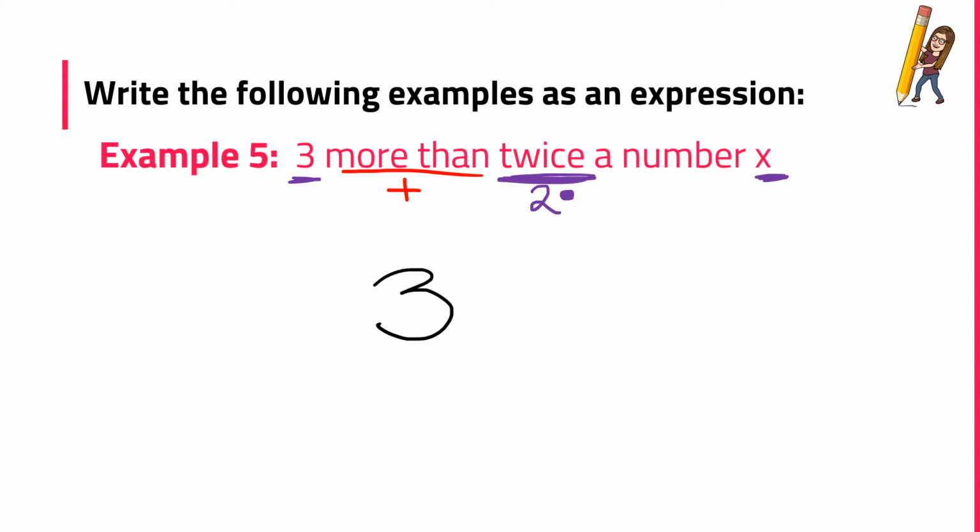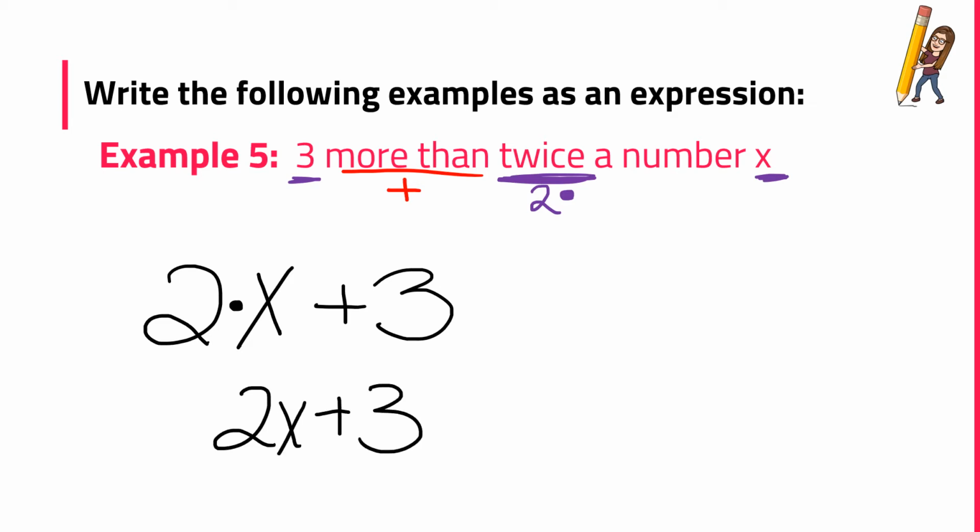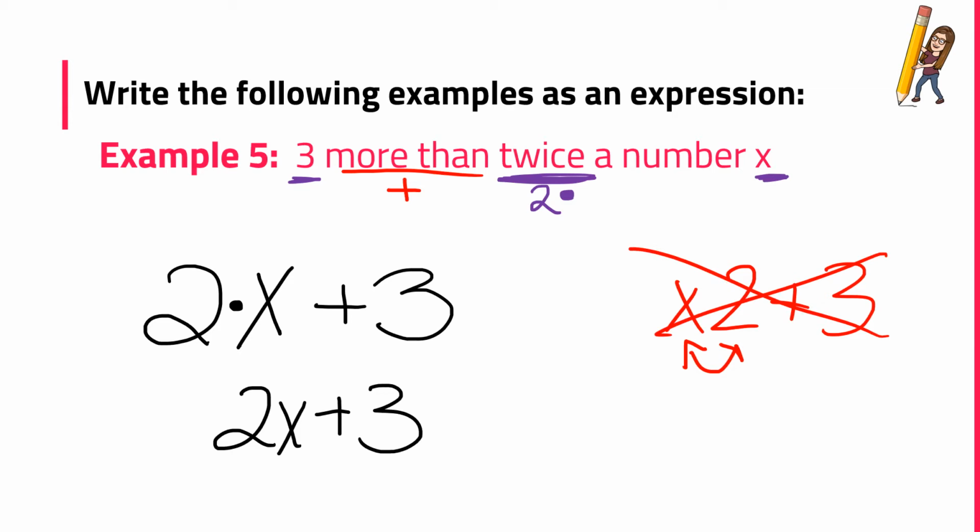3 more than twice a number x. 2 times x plus 3. Or you could write it as 2x plus 3. Here's what's not okay. So both of those are okay. This is not okay, right? We need to flip that 2 and x around because that doesn't look right.